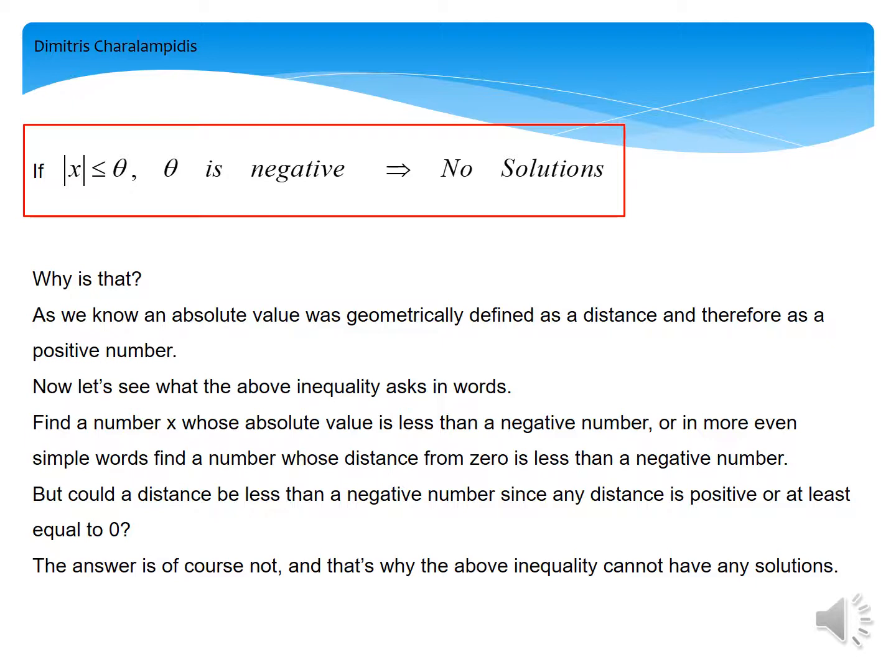But could a distance be less than a negative number, since any distance is positive or at least equal to 0? The answer is of course not. And that's why we can't find any value of x which satisfies this inequality, and that's why this inequality cannot have any solutions.